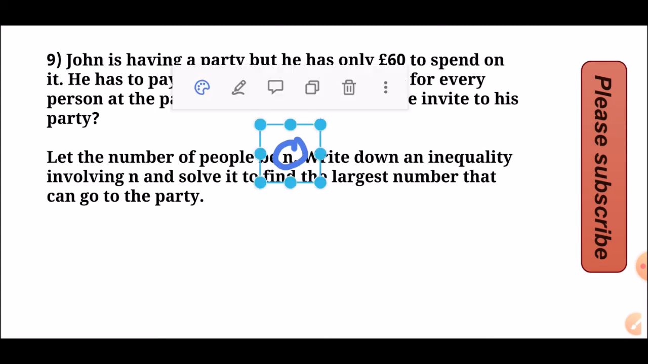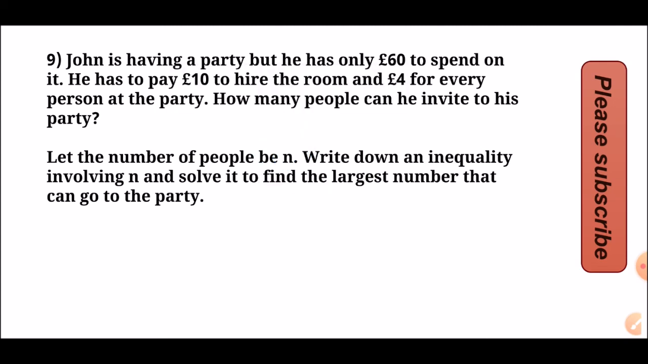Write down an inequality involving n and solve it to find the largest number that can go to the party. So first of all, we've got to form the inequality. We know that the cost of the party has to be less than or equal to £60, because that's the money he has. It has to be £60 or less.